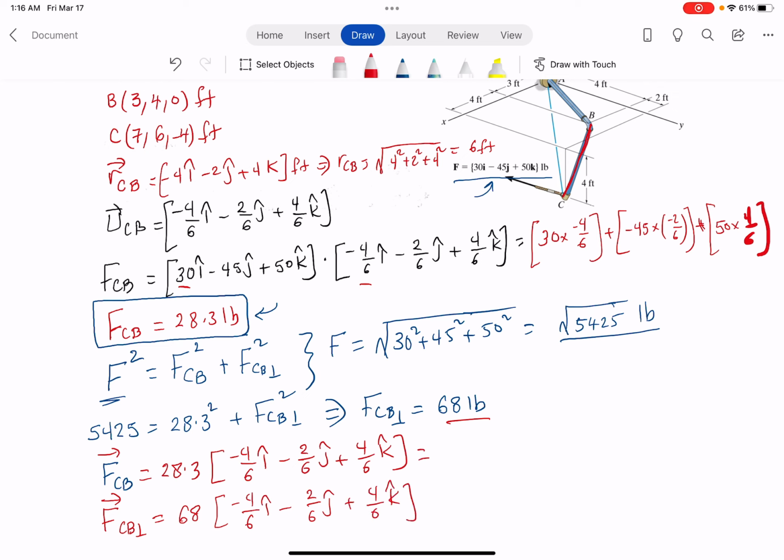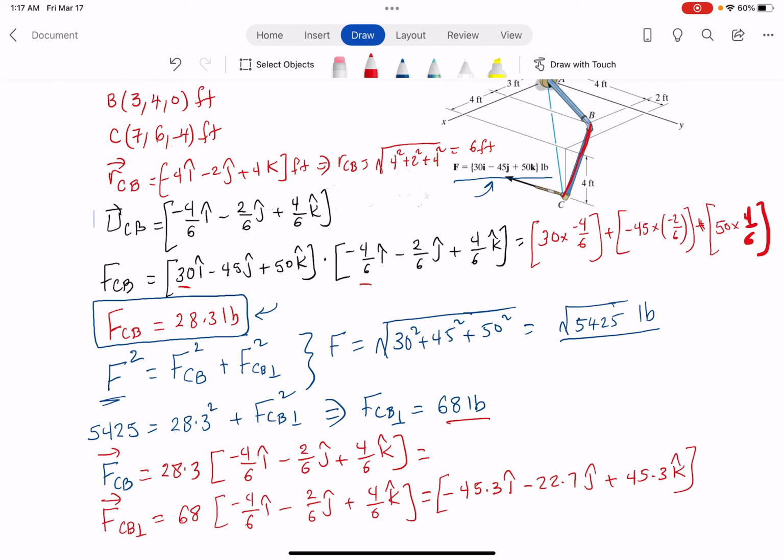Let's find each one of them. So let me just open my calculator. I think I could do this here. 4/6 plus 4/6. This is minus 45.3i, minus 22.7j, plus 45.3k, in pounds, of course.